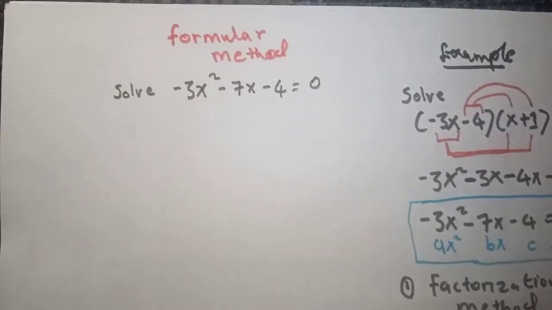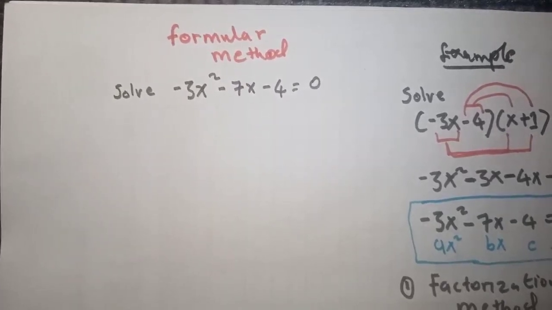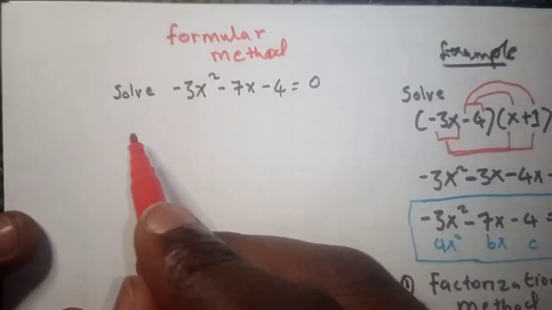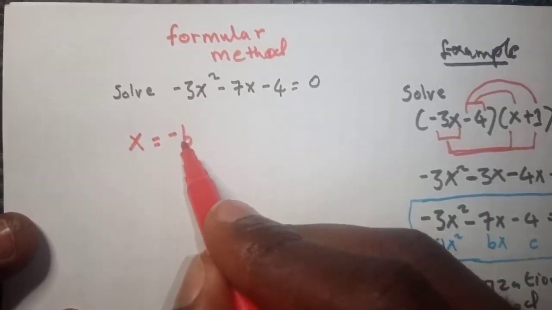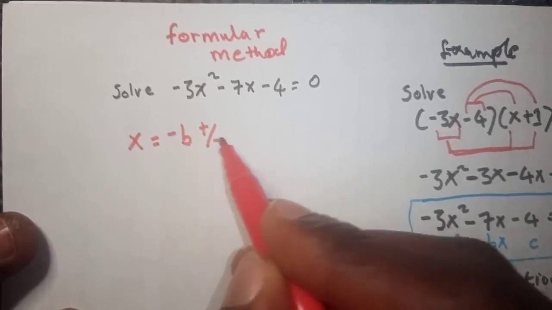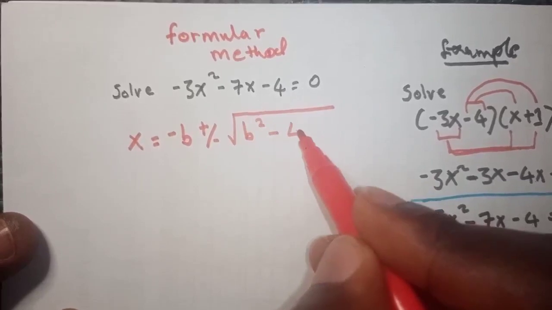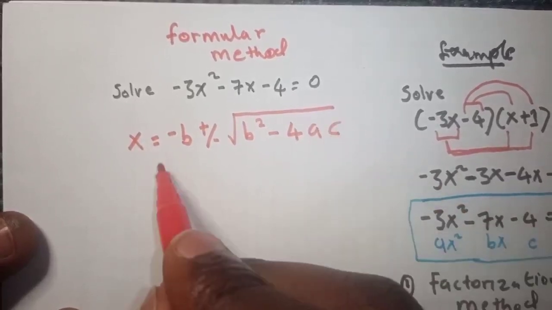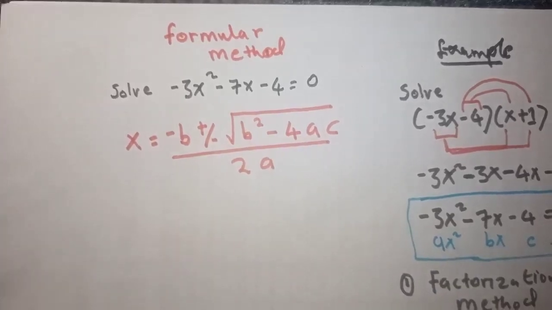The formula is always given to you in your mathematics paper 2. The formula is x is equal to negative b plus or minus the square root of b squared minus 4ac, over 2a. That is the quadratic formula, and it will be given to you in your maths paper on the first page.